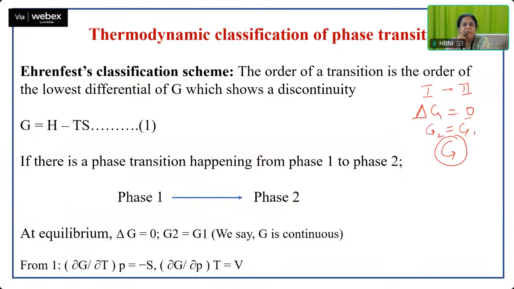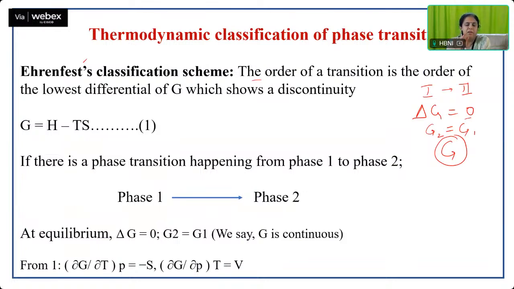Okay, so the thermodynamic classification of phase transition is also called the Ehrenfest classification scheme. It says that the order of the transition is the order of the lowest differential of G which shows discontinuity. I'll repeat again. What is the order of transition? It is the order of the lowest differential of free energy that shows discontinuity. For example, by this definition, what would be the first order phase transition? First order phase transition will be when the first differential of G with respect to temperature and pressure shows discontinuity.